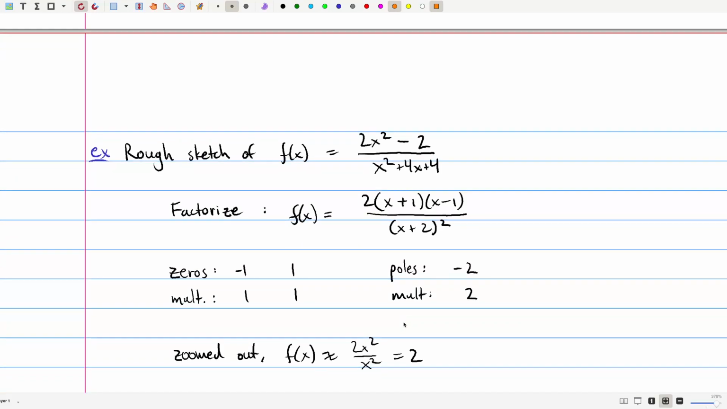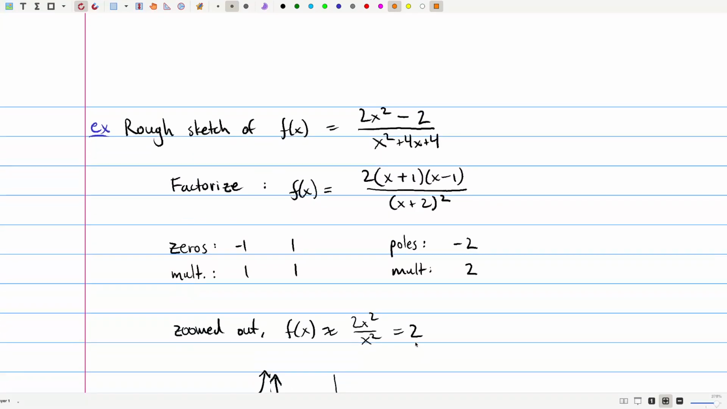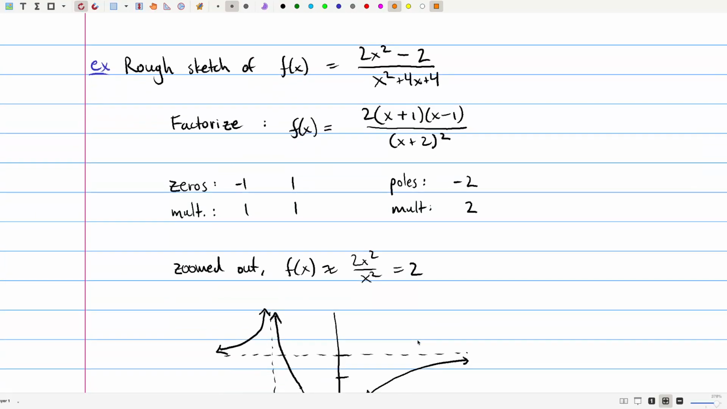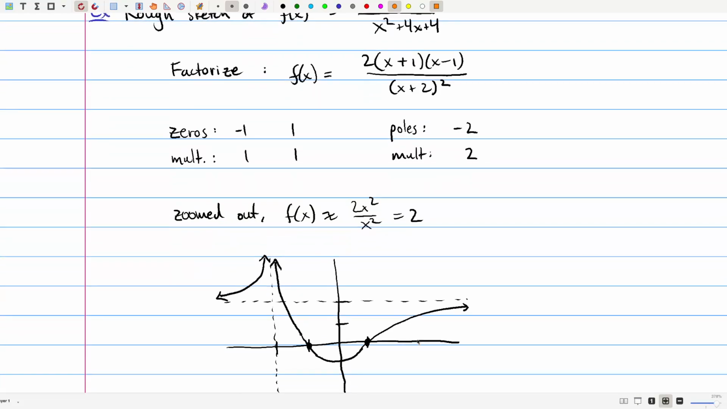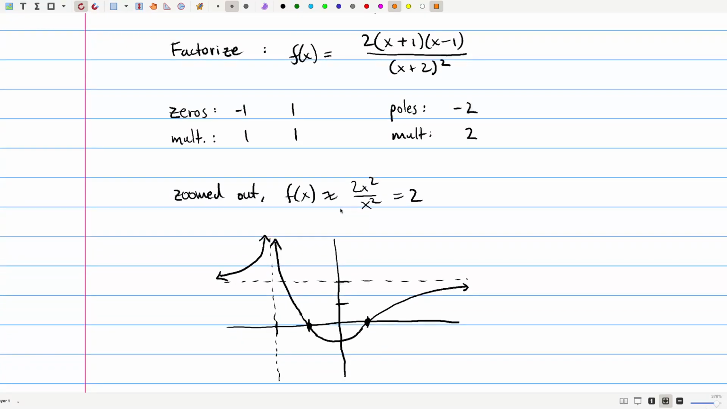And as we calculated earlier, the zoomed out picture should look like a horizontal line. In particular, it's a horizontal asymptote. Okay, so we have that. And let's reproduce this picture from scratch. We have interesting things happening at -1, 1, and -2, so let's make sure we have enough space for that. I'll put my vertical axis here, and I've got 1, -1, -2.